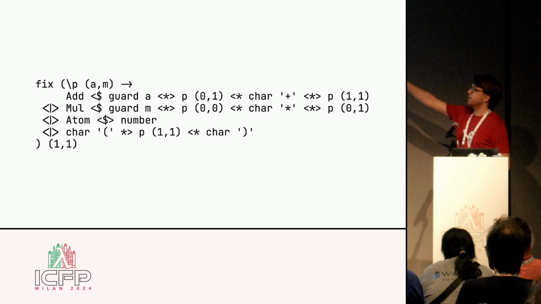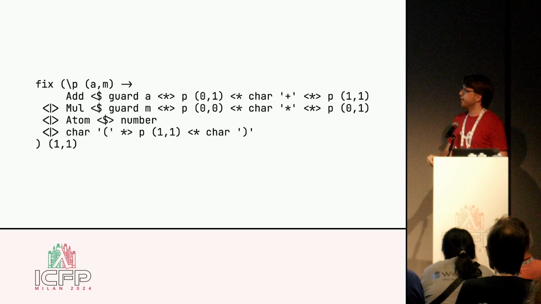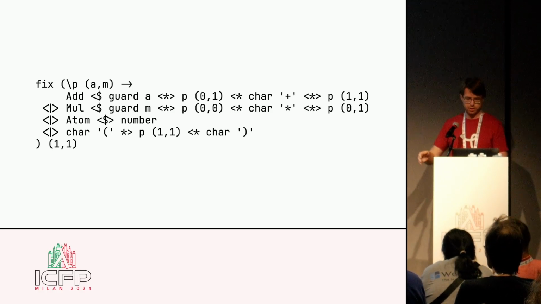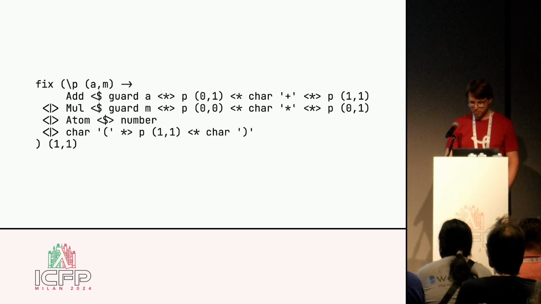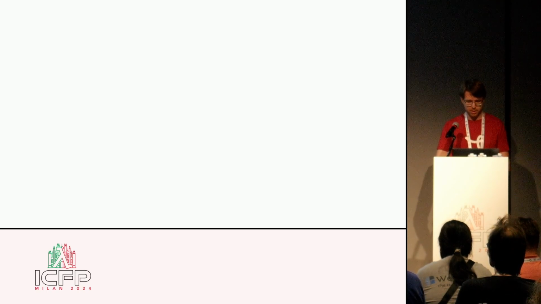And note that this is a left recursive grammar where we recurse into the parser P before we parse the operation symbol. So this, as I said, allows you to combine the benefits of context-free grammars and the monadic style of programming.